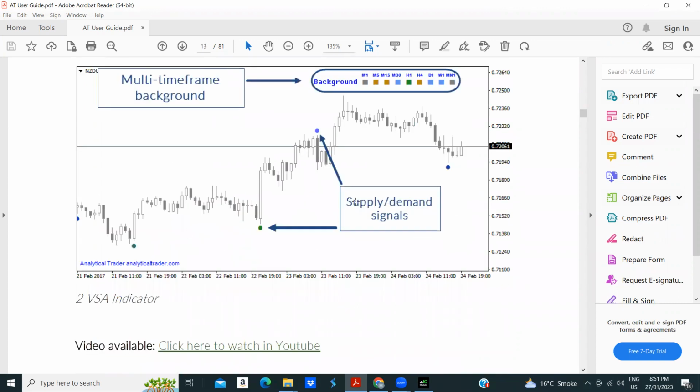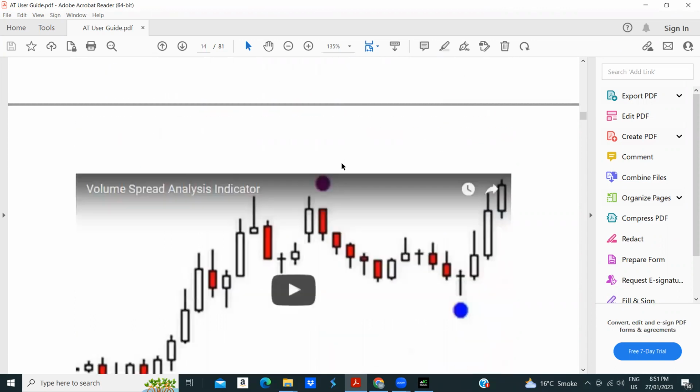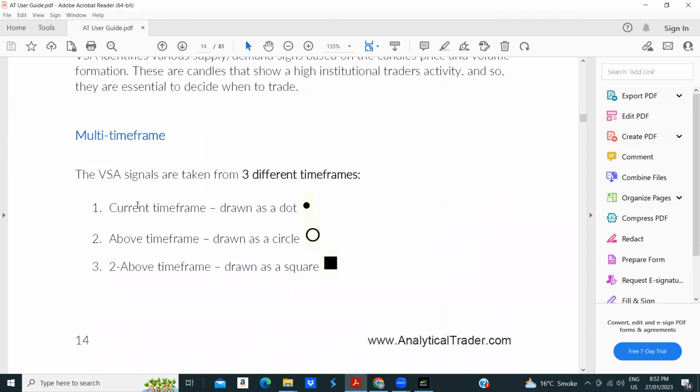And then it shows you supply signal, demand signal. Can you see? Yep. This is multi-time frame analysis. If you want to see what the major time frame is showing: supply and demand. This dot means the current time frame. This major one is above time frame. This square one is two above time frame. When this square appears, it means it's a very major bias. Got it? Because it appears on two above time frame.